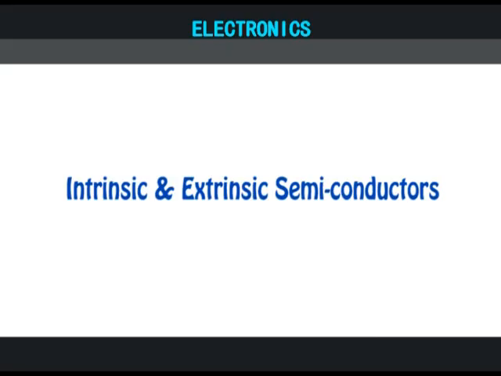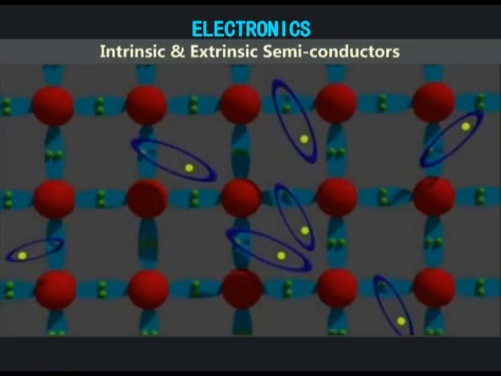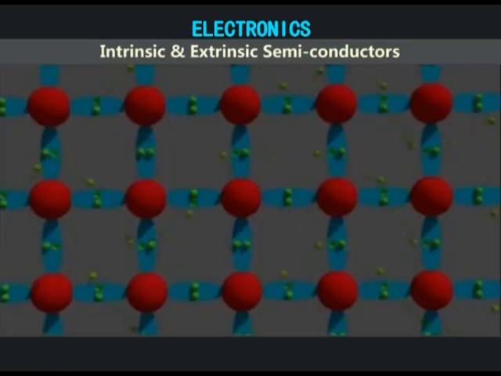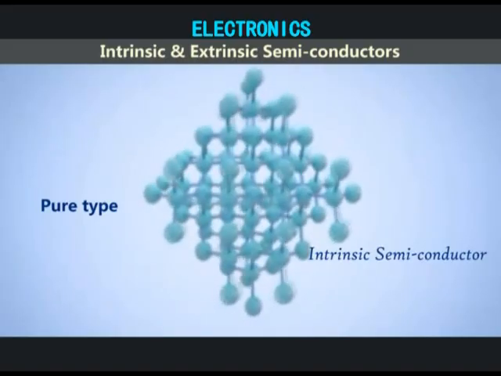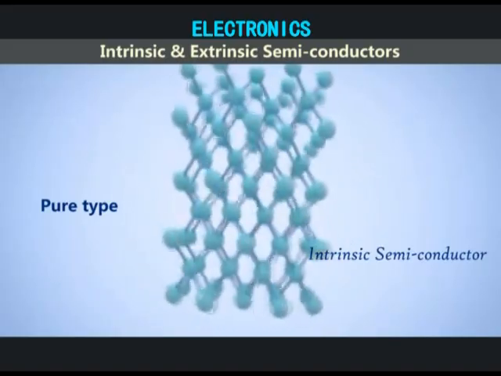Intrinsic and extrinsic semiconductors. Keep in mind that in a pure semiconductor like silicon and germanium, every time an electron is dislodged, a hole is created. So at any given point in time, the number of electrons is equal to the number of holes. An intrinsic semiconductor is a pure form of a semiconductor like silicon or germanium.